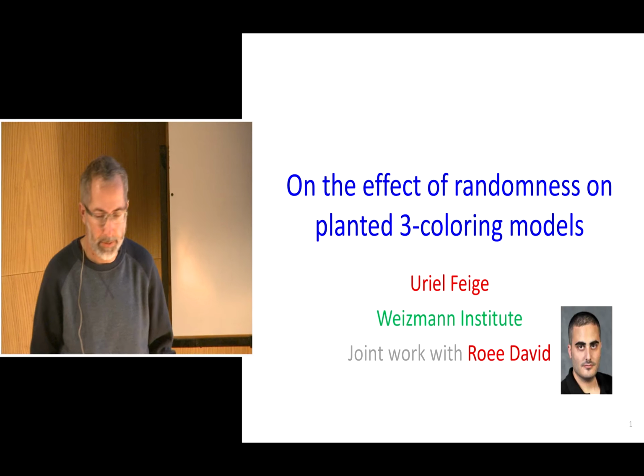And the second theorem says that even at smaller values of d, let's say constant average degree, you can still find a 3-coloring. At this point, you cannot find the planted 3-coloring because it's no longer the unique 3-coloring of the graph. There are many different 3-colorings of the graph, and you can find one of them.